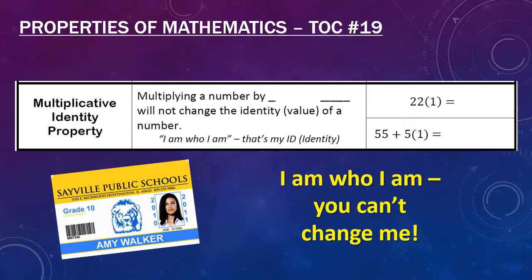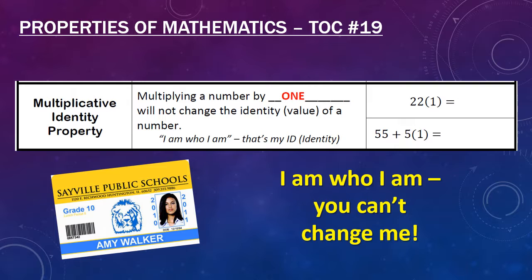The identity property for multiplication is very similar. Same kind of concept. It's not changing the value, but you can't multiply by 0 and not change the value. The only number you can multiply and not change the value is if you multiply by 1. So you have to know that difference. Adding by 0, multiplying by 1. If I multiply by 1, I don't change the identity of the number. It keeps the identity of that number the same.